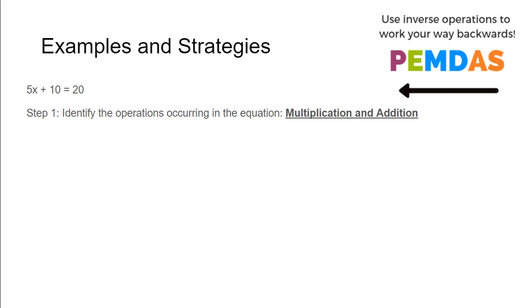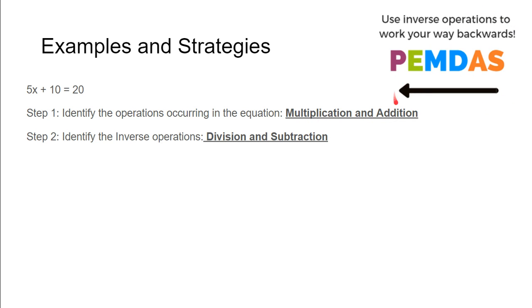We are going to be identifying these operations that are happening first. We have multiplication because I have a 5x here, and then I have a plus 10, which is addition. We're going to find these inverse operations. I have division and subtraction. The opposite of multiplication is division. The opposite of addition is subtraction.